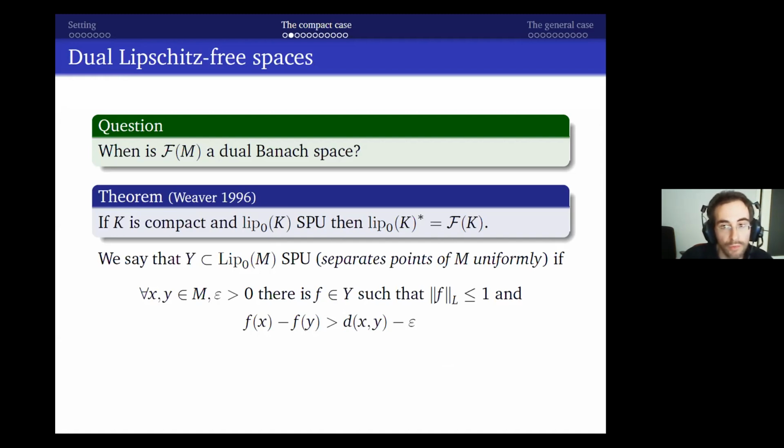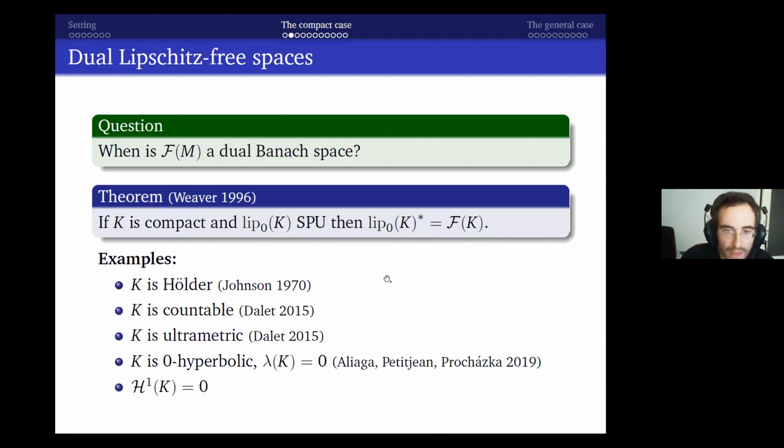So this is exactly what I showed in the previous slide. Essentially what I proved in the previous slide is that when K is a subset of R with null measure, then this is satisfied and therefore its free space is a dual space. And some other cases where this is known to hold is when K is a compact Hölder space. So this is just any compact metric space where we replace the metric d by the Hölder metric d to the power alpha, where alpha is strictly between 0 and 1. Also, this holds when K is a countable compact or an ultrametric compact or a 0-hyperbolic with measure 0, or more generally, when its Hausdorff measure is 0. This covers all of these 3 previous cases, not the Hölder one.